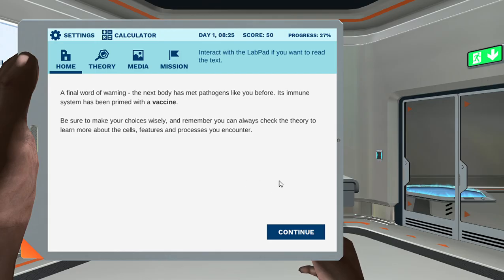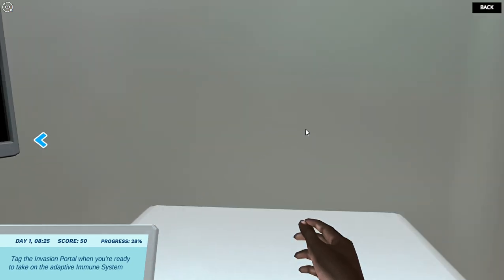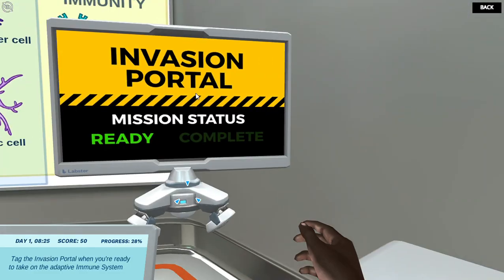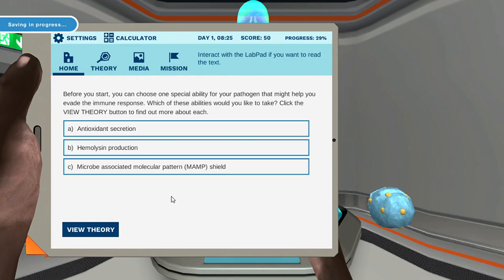Its immune system has been primed with a vaccine. Be sure to make your choices wisely. Tag the invasion portal when you're ready to take on the adaptive immune system. Before you start, you can choose one special ability for your pathogen that might help you evade the immune response. Which of these abilities would you like to take?